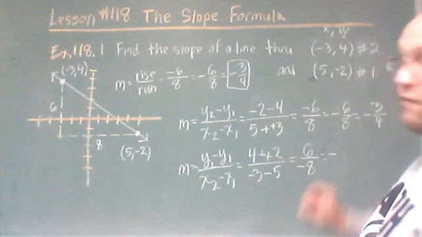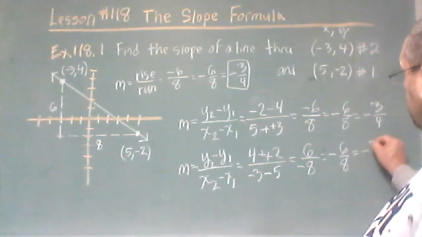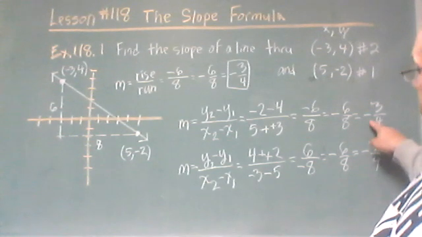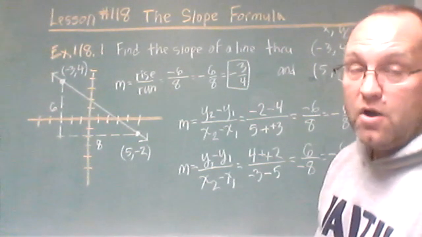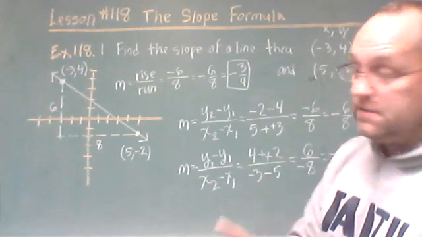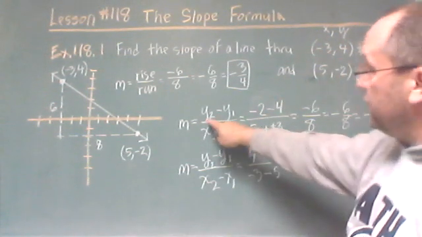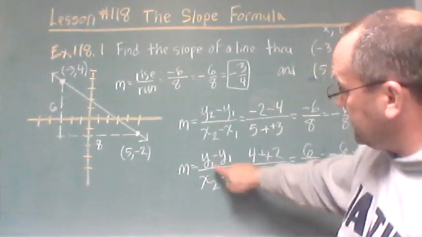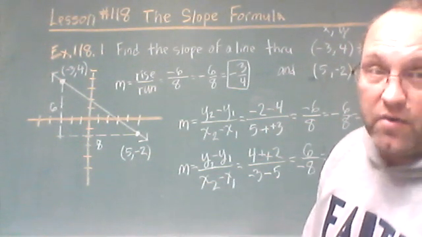I bring that sign out front of the fraction now. 6/8. I reduce the fraction to 3/4. Voila! Same as the one above it. Same as our slope in the graphical method. It doesn't matter which point you pick as point 1 or 2. What matters is you pick the correct coordinates for those points and plug them into the right spot on the equation, and you're always subtracting. And you got to keep track of your positive or negative signs on your points, okay?